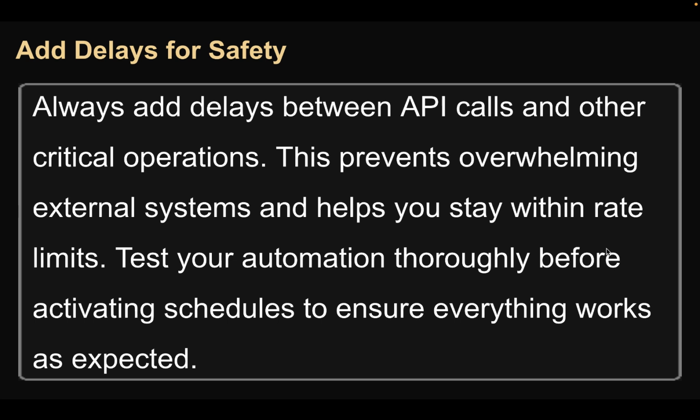Add delays for safety. Always add delays between API calls and other critical operations. This prevents overwhelming external systems and helps you stay within rate limits. Test your automation thoroughly before activating schedules to ensure everything works as expected. As you can see, we added sleep modules to help us wait for a specific time before performing the next action. This can be utilized depending on how your scenario is structured. So knowing when to use what and how to use it matters a whole lot.